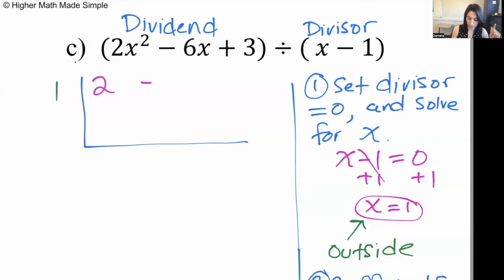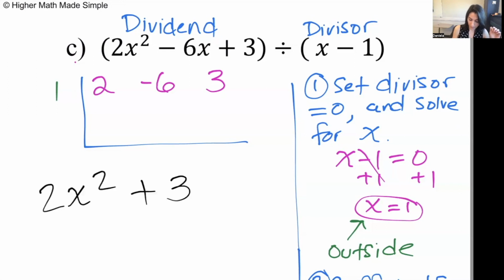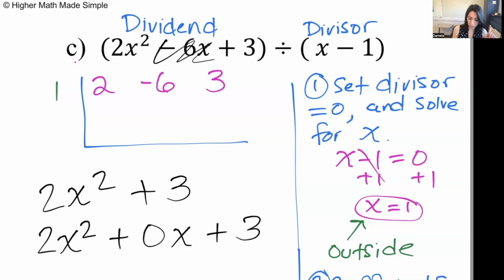So be careful, that should be -6 and then +3. Now, just to be super careful, by the way, totally changing the problem, just bear with me for a second. Let's say that this was the dividend. In other words, that -6x was gone. Then, super important, this is like saying 2x squared plus 0x plus 3. So you would have to put a 0 placeholder.